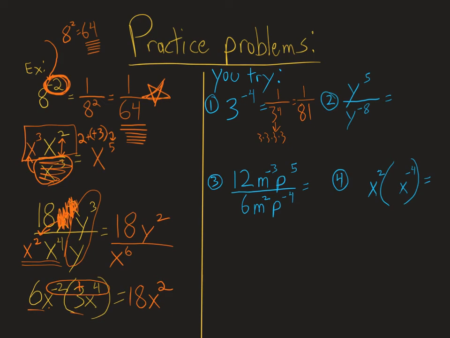Okay, here we got y to the 5 over y to the negative 8. I'm going to get rid of that negative by putting him where he should go, which is now common bases, and that exponent's going to add: y to the 13. Next, just take care of those values. I'm going to write it down below. I'm running out of room. 12 divided by 6 is 2. I'm going to get rid of that m to the negative 3 and just move it to the bottom.